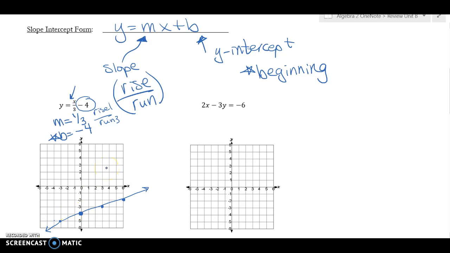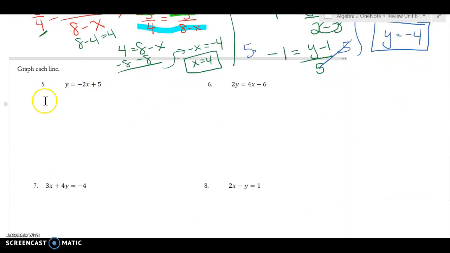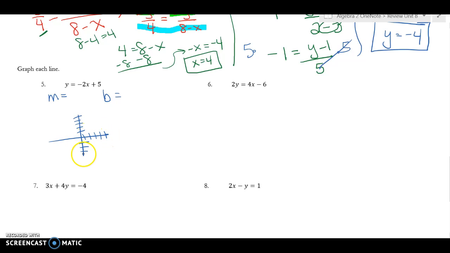Okay, so let's go down and try another one like this, a basic one before we get into ones you have to solve. So let's go ahead and try number 5. The first thing you should find is your m and find your b, and then we're going to graph it. So hopefully you found your m was negative 2. Now, if I don't have a fraction, I need to make it a fraction, and I can make it a fraction by putting a 1 underneath it. And my b was 5.